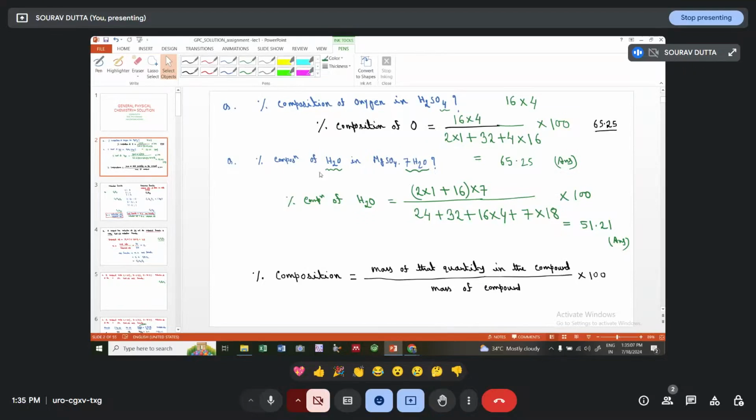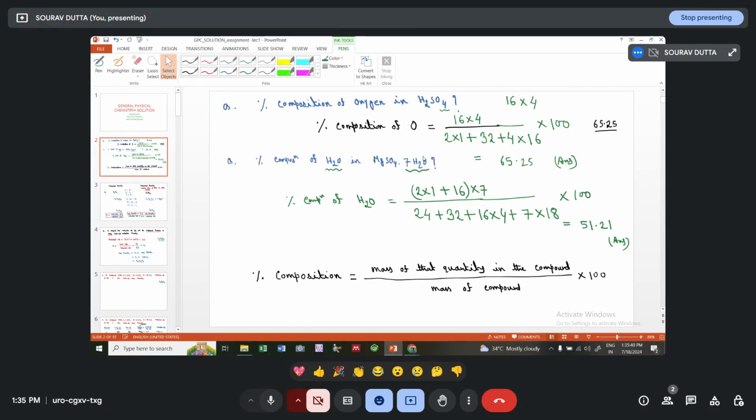So our next question was percentage composition of water in magnesium sulfate 7H2O. Here we have to calculate the percentage composition of the water. According to the formula, mass of that quantity in the compound, so we have to calculate total mass of the water. Water, we know molecular weight is 18: for hydrogen, atomic mass 1, and there are 2 hydrogen atoms, so 2 into 1, and oxygen 16.